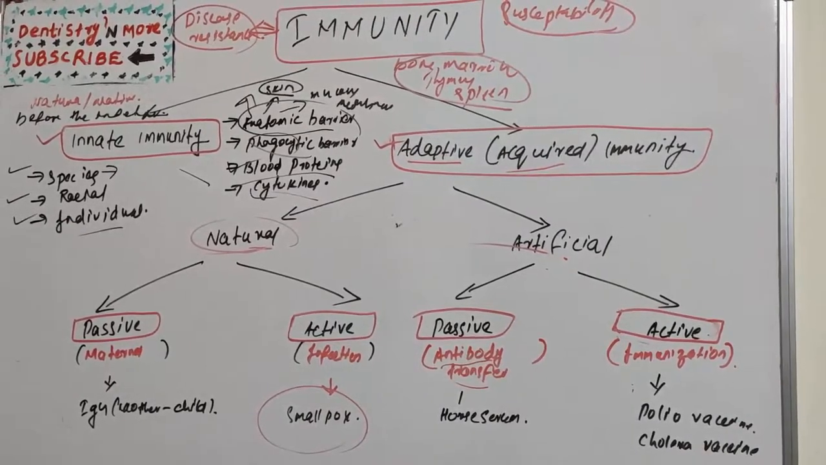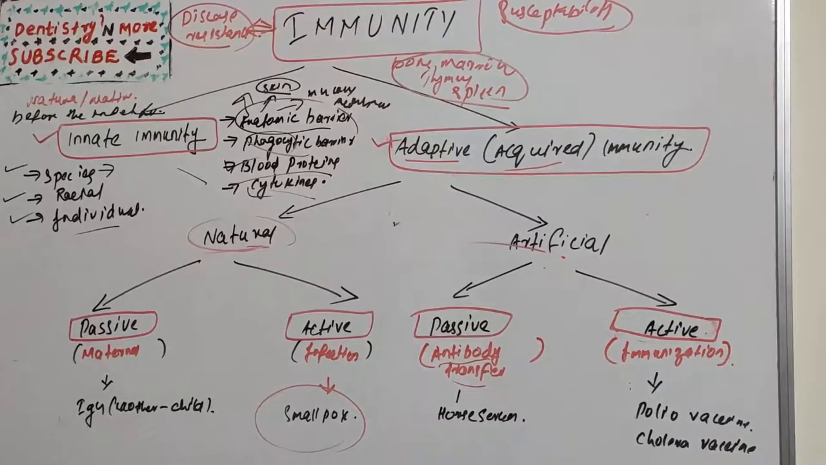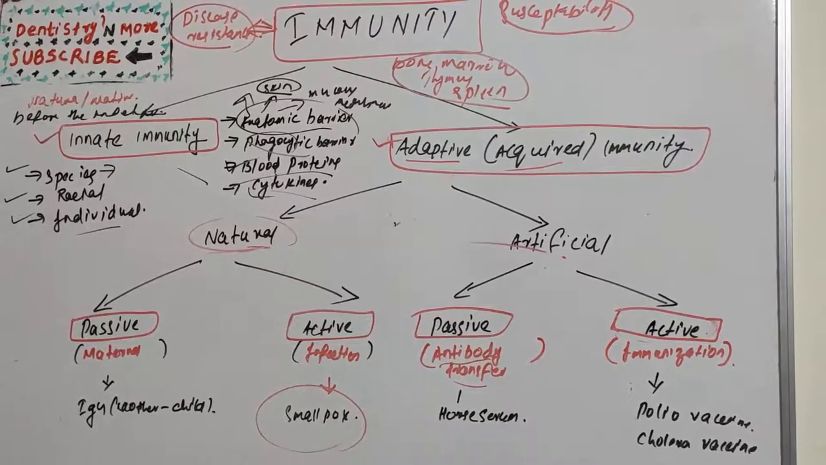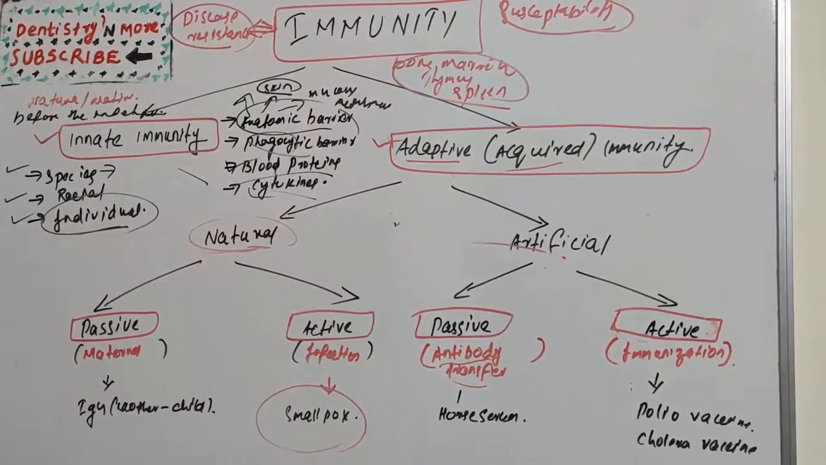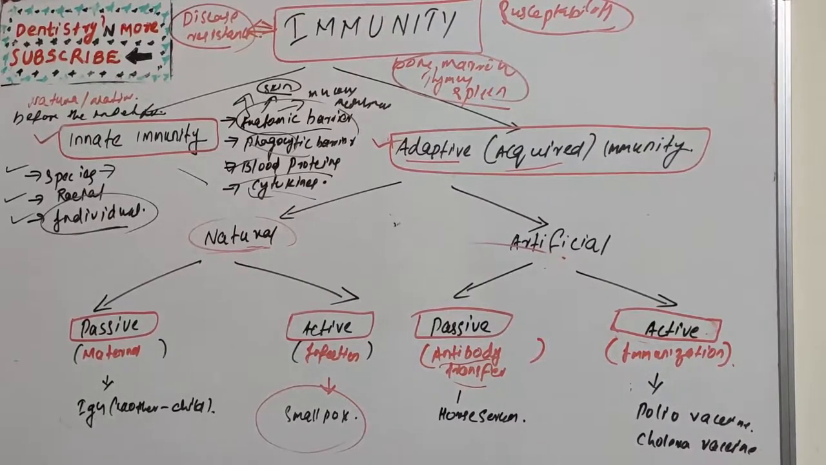some individual immunity, which is very specific for each person, because we know about food allergy. Some people are allergic to seafood, but many are not allergic to seafood because they already have some kind of innate immunity against those allergens, which actually create the food poisoning or allergy in those people. So some people have individual immunity against those allergens. So these are the types of innate immunity.